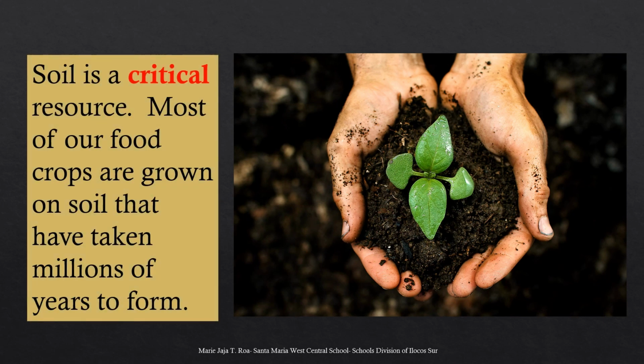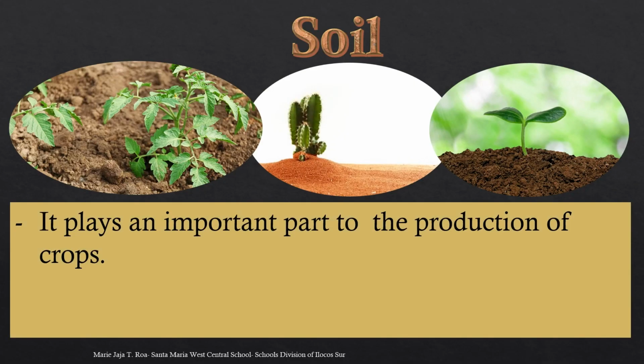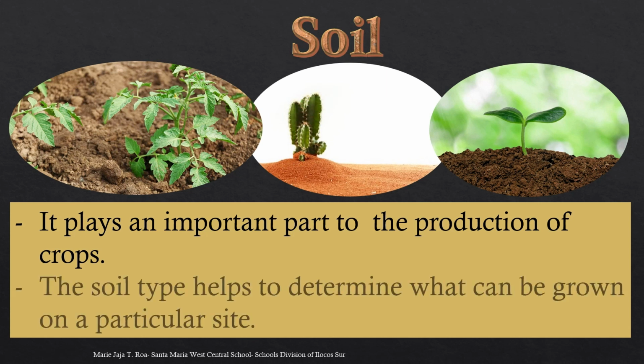Soil is a critical resource. Most of our food crops are grown on soil that has taken millions of years to form. It plays an important part in the production of crops. The soil type helps to determine what can be grown on a particular site.